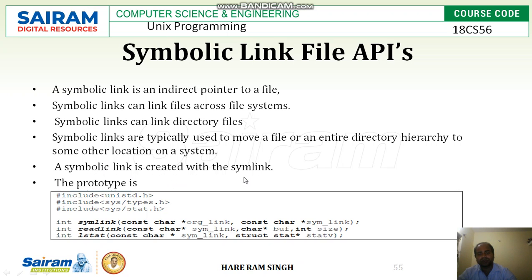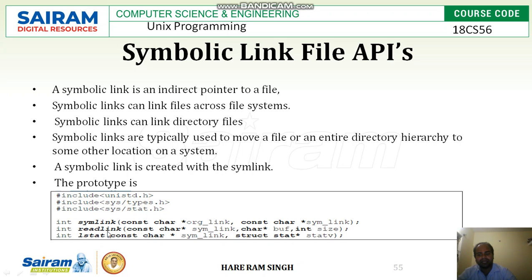A symbolic link is created with the symlink function. So let us see the prototype. int symlink(const char *original_link, const char *sym_link). Here original_link gives the original file name, and sym_link gives the new file name with which we want to create the symbolic link.